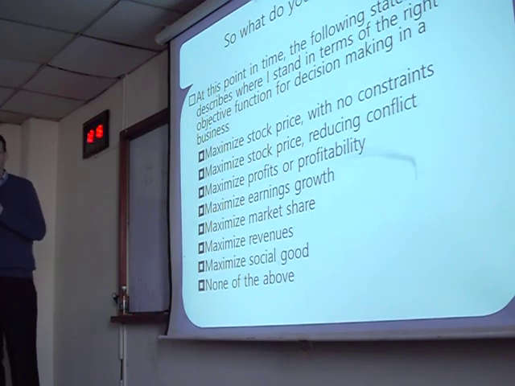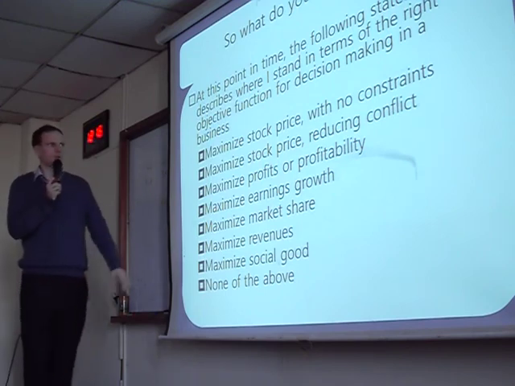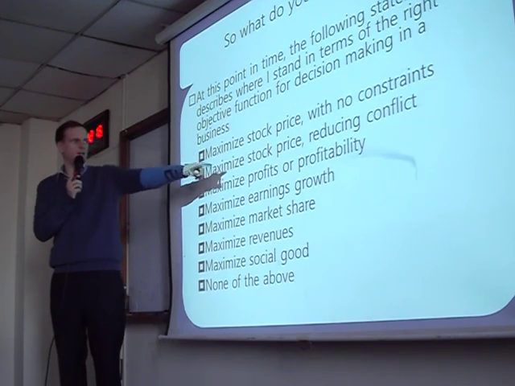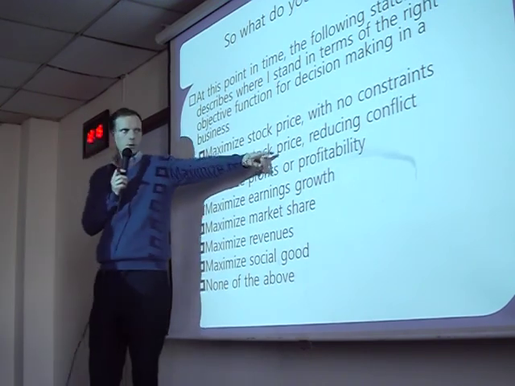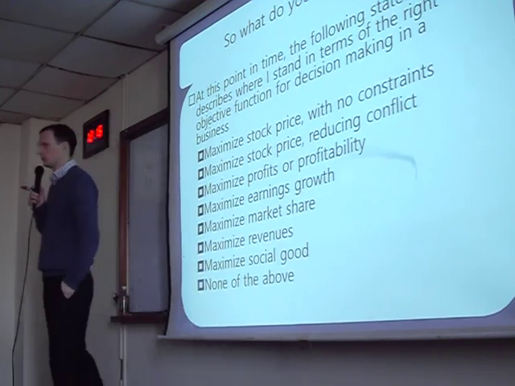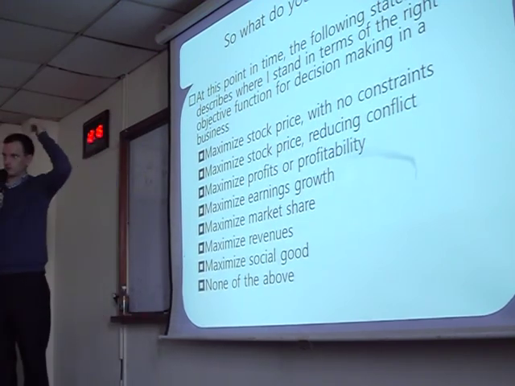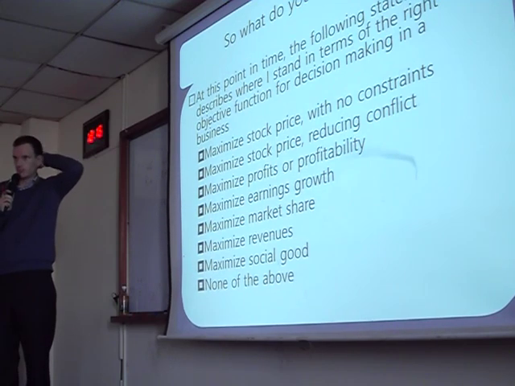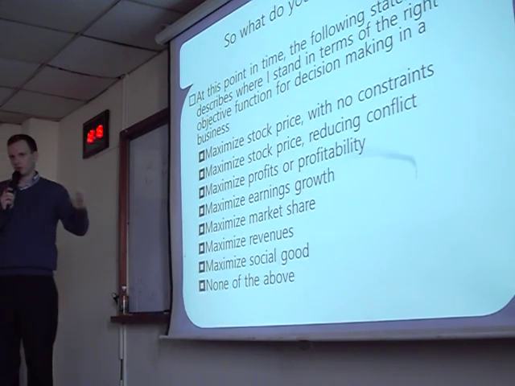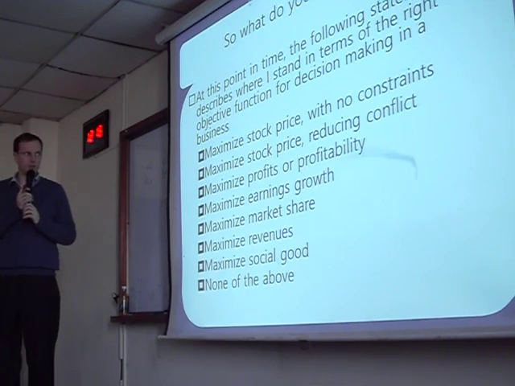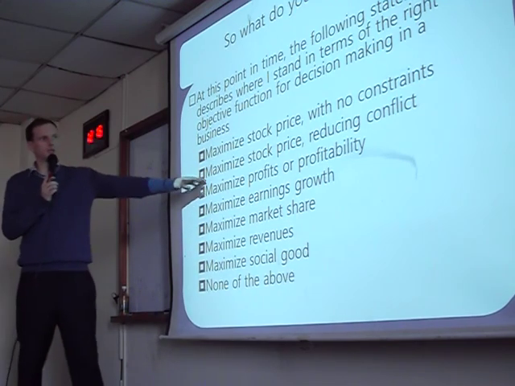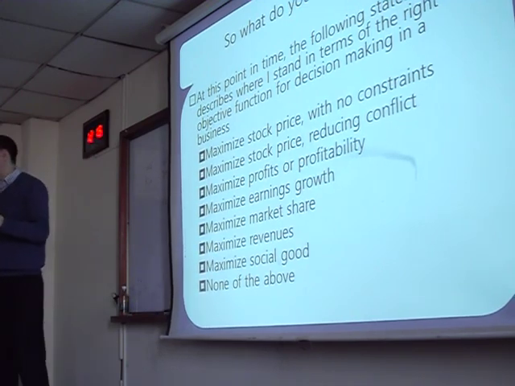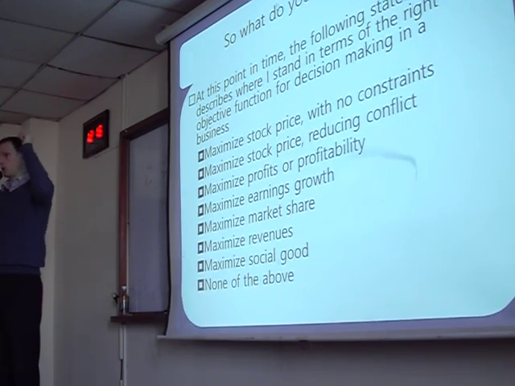Stock price, right? We were talking about stock price. So which one do you think: maximize stock price with no constraints, or maximize stock price while reducing conflict? Reducing conflict, right? In the last number of slides we talked about how we can reduce the problem, reduce the conflict, but maximize the stock price. The stock price is easily measurable. We can see it going up and going down.